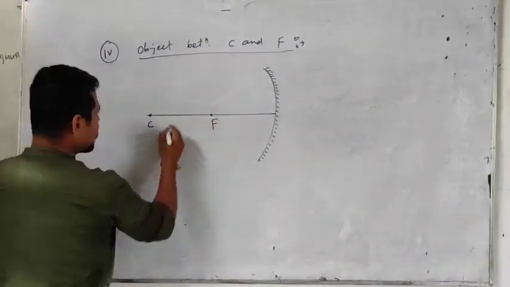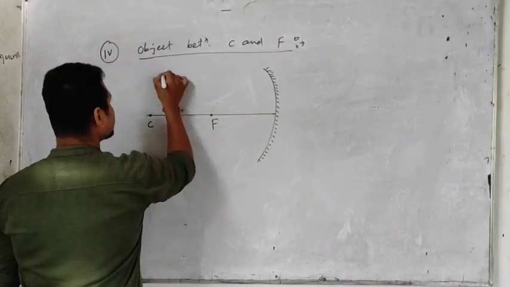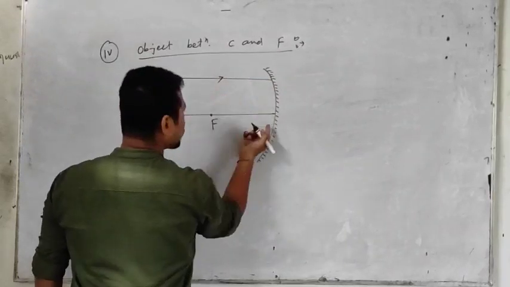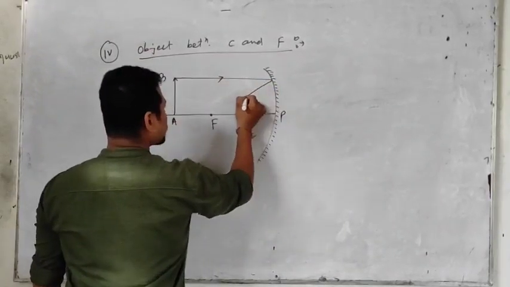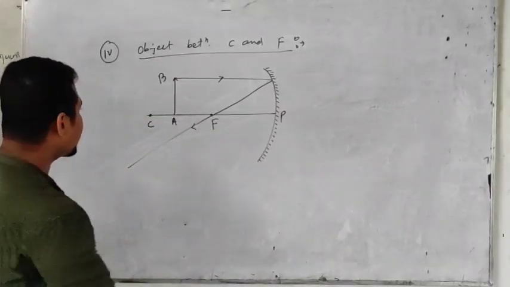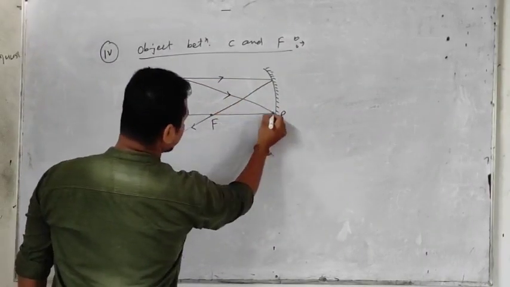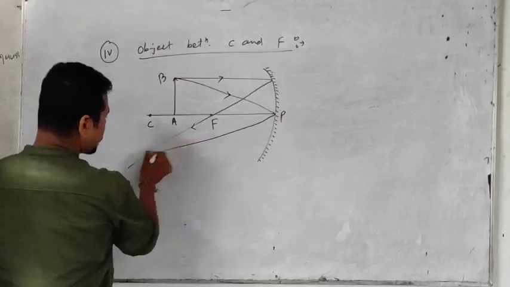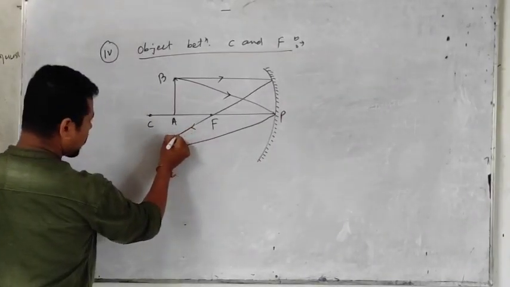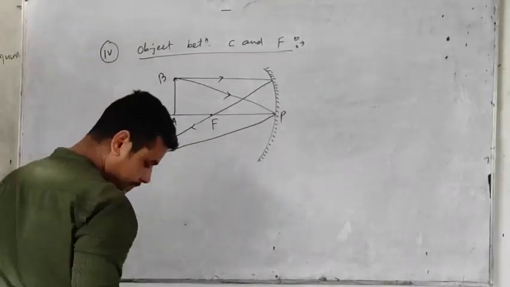So, today the object is placed between C and F. This one is your object. If a ray is incident parallel to the principal axis, it will pass through the focus. Next, another ray is incident at the pole and it will make the same angle with the incident angle.